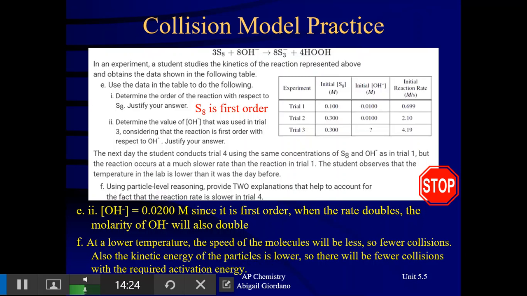Okay, so at a lower temperature, the speed of the molecules will be less, so there will simply be fewer collisions. Also, the kinetic energy of the particles is lower, so there will be fewer collisions with that required activation energy. So when you take all of that into account, the reaction's going to go slower.